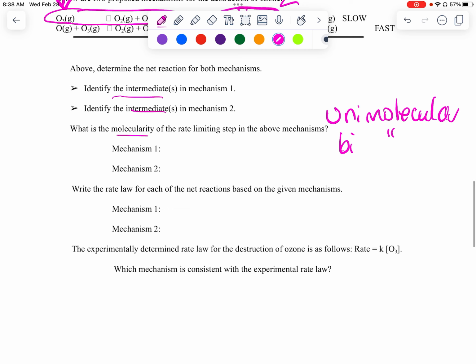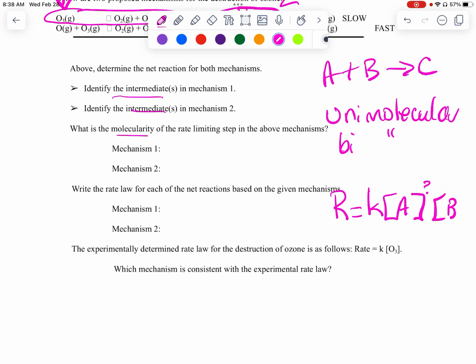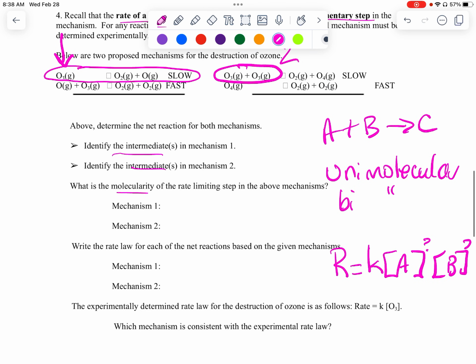A rate law is always going to take the same form. Rate equals some constant, concentration of, I'm going to pretend we have an equation here. A plus B makes C, okay? A to some exponent and then B to some exponent, all right? If you have a mechanism, you can write the rate law right from the slow step. So for mechanism 1, rate is going to be K, concentration of O3, because that's your chemical. And how many are there? Well, there's just one. You can write the one or you can just leave it, all right?